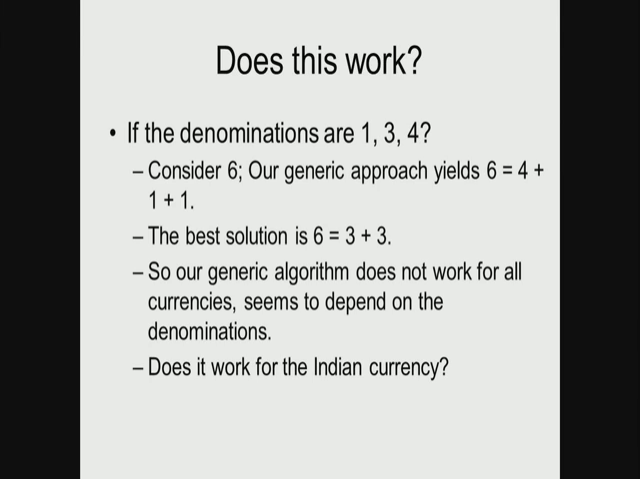Let us see. Let us consider the simplest case of 6. If we apply our generic approach, we will pick the largest denomination smaller than the amount, which is 6. Therefore, we will pick 4, after which we are left with 2, which can be expressed as 1 plus 1. So our solution would be 4 plus 1 plus 1. On the other hand, it is clear in this very simple example that the best representation of 6 possible in this currency is 3 plus 3.